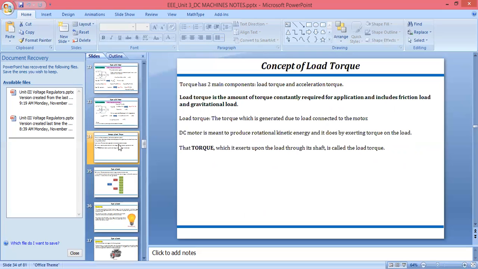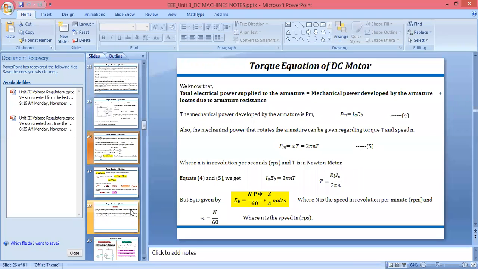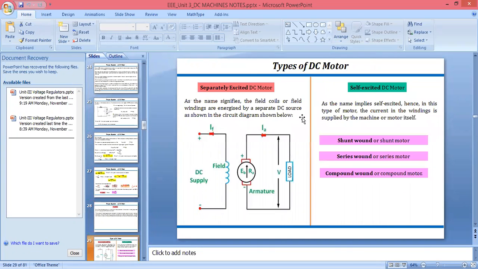Here we have to see the concept of load torque, that we will see in the next session. So in today's session we have studied the types of DC motor, in which we have separately excited and self-excited. Separately means if we are giving power supply individually to the field winding, that time we call it separately excited. And if the power supply is given to the armature and the power goes to the field winding from the armature winding, that time we call it self-excited, in which we are supposed to study shunt motor, series motor and compound motor.